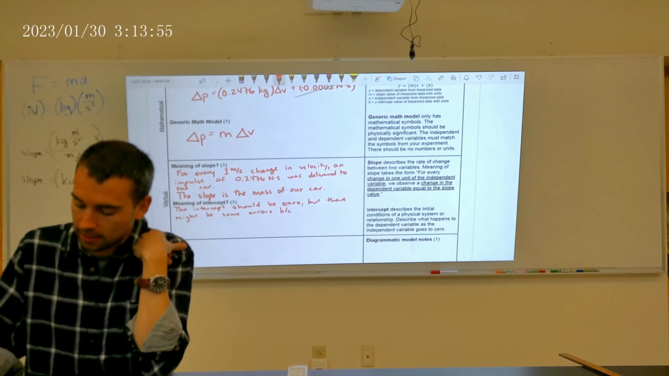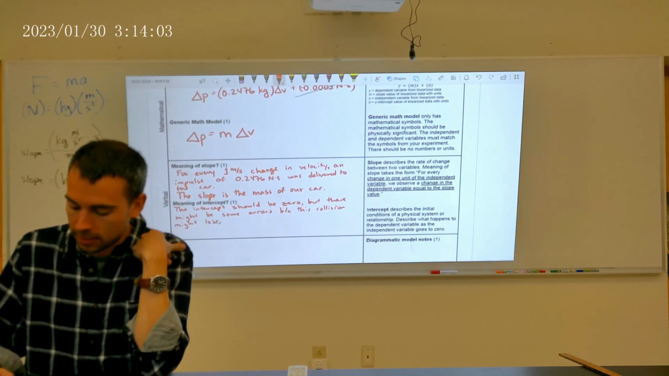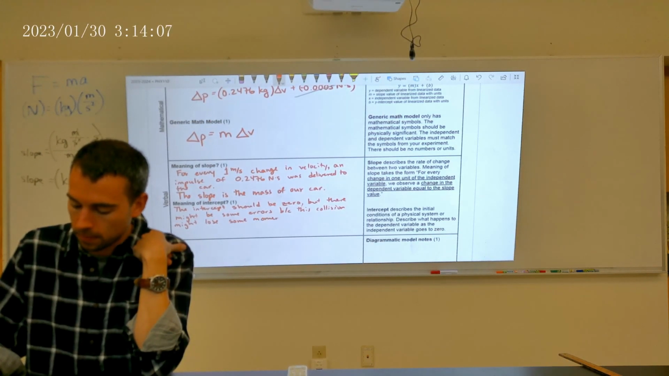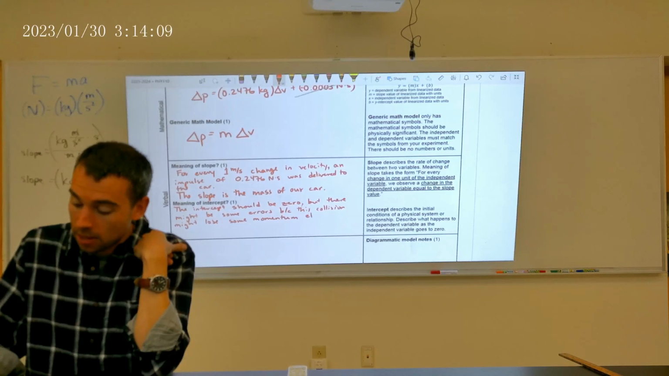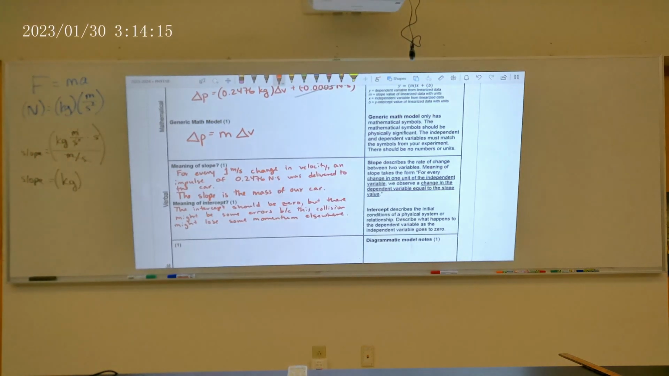Because this collision might lose some momentum somewhere else. Might lose some momentum elsewhere. And really, if you did have a 5% rule that said your intercept was meaningful, let's take a quick sec to think about this actual experiment.